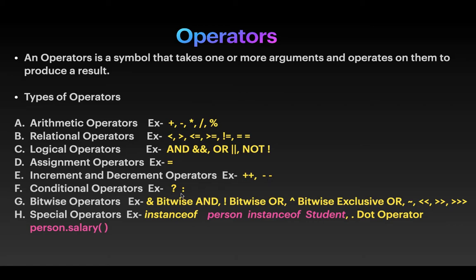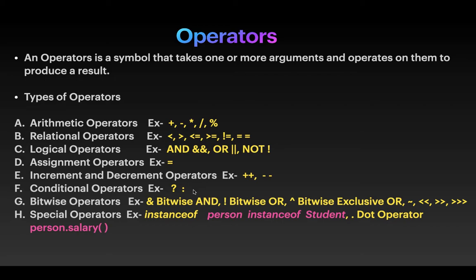Now, coming to the conditional operator, that is also a ternary operator in this case. This is a combination of expressions. The condition comes over here, then expression one, and then followed by expression two, with a question mark and colon. So this is called the conditional operator.